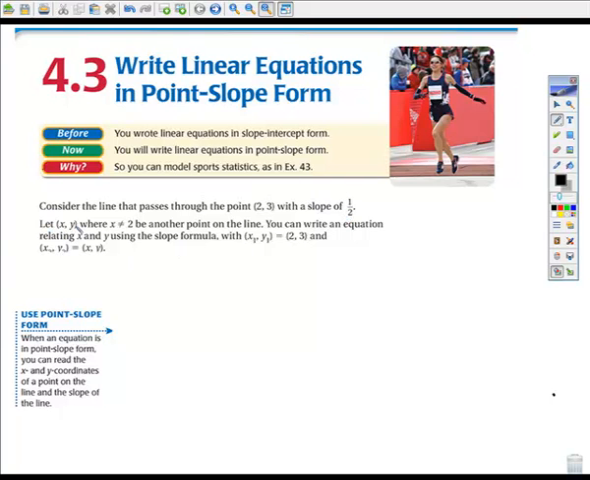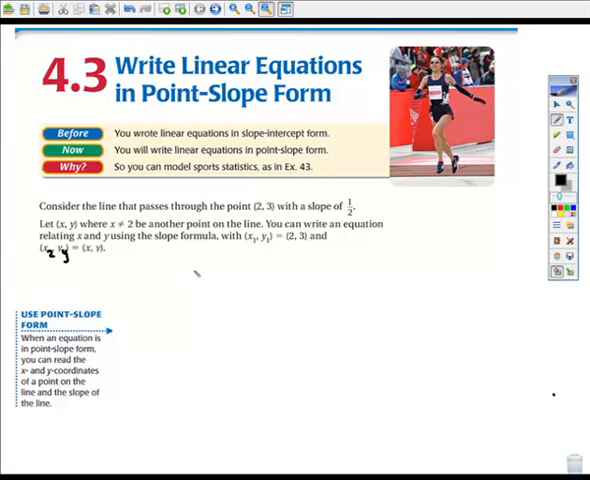We're going to let (x, y), where x is not equal to 2, because if it was 2, then we'd end up with the same x values and we would end up having a vertical line. So we're going to let this be another point on the line, just calling it (x, y). We can write this equation relating x and y using the slope formula. We're going to say that (x1, y1) is our (2, 3), and our (x2, y2) we're just going to let be the other (x, y) point.